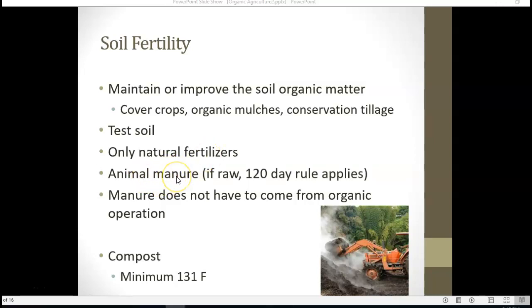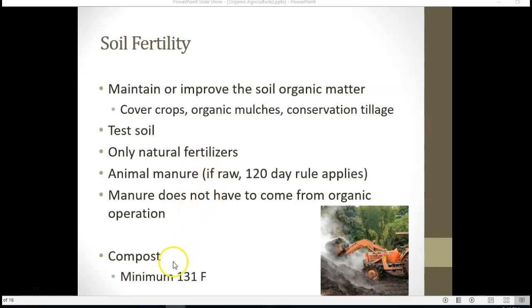You can definitely use animal manure, and if it's raw, there is what's called a 120-day rule for food safety. Because if you went out in our garden and applied fresh horse manure or any type of cattle dung, any raw manure, keep in mind that there are pathogens like E. coli that can be transferred to the food. And if the food's going to be eaten within 120 days, it's something that could actually make people sick. So you do need to wait 120 days or just not apply animal manure raw.